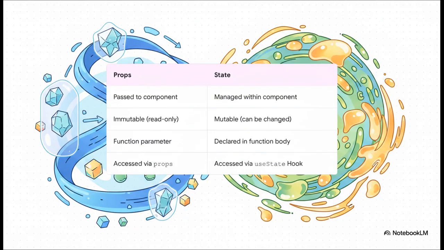This chart here really nails the difference. Props get passed in, and they're immutable, can't be changed. State is managed inside, and it's mutable. It can be changed. And this clean separation is absolutely fundamental to building React apps that don't become a tangled mess as they get bigger.